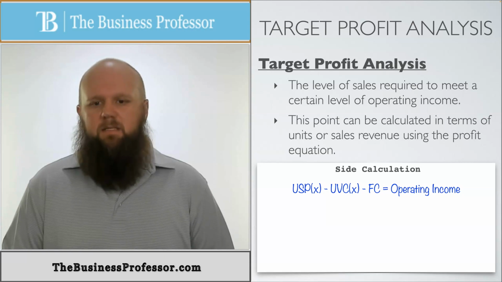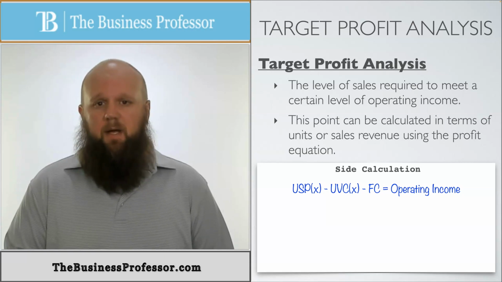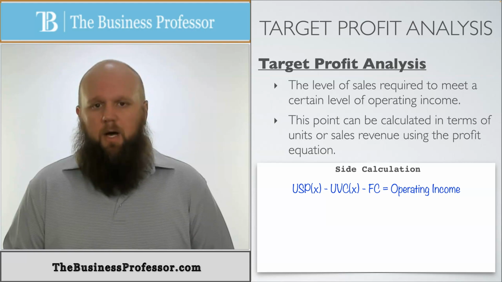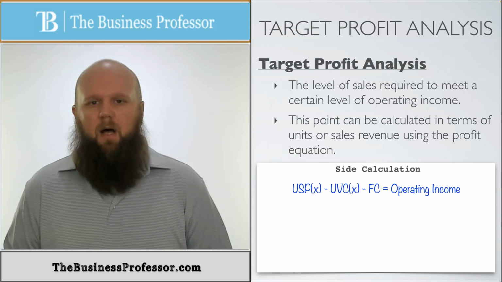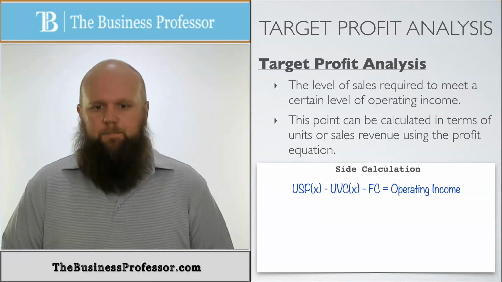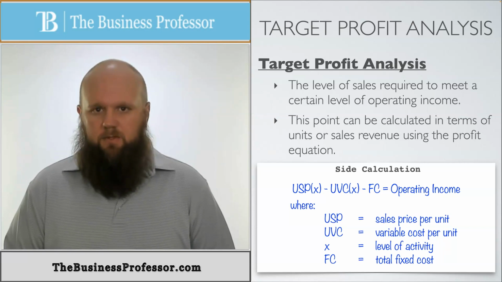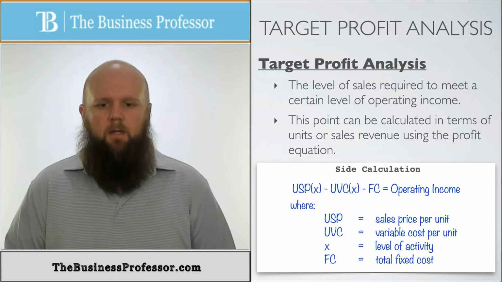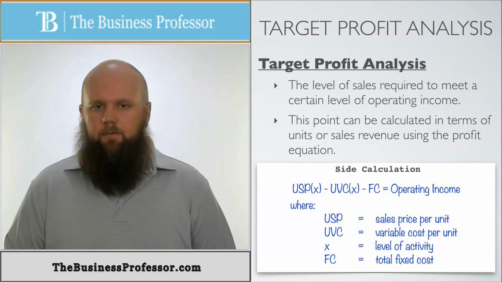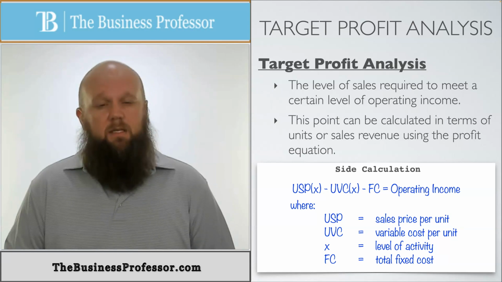In basis, all it's saying is that if we take the sales price of the product, multiply it by the quantity, and subtract out the total cost, that's going to give me my operating income. That's its basis. Now, what do these things mean? Well, the USP stands for the unit sales price, or the sales price per individual unit. So what are you selling each product for per unit? The UVC, again, is your variable cost per unit, or unit variable cost. Your X is how many you sell, so the level of activity. And the FC, again, is the total fixed cost.